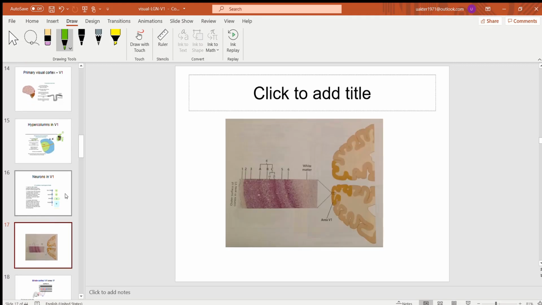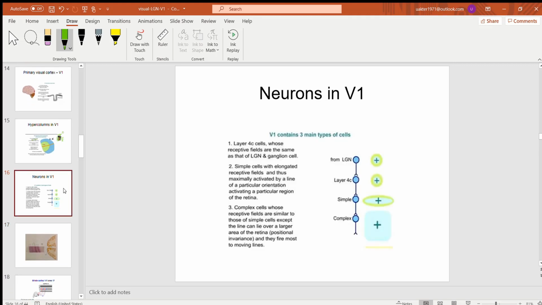Now, neurons of the V1, there are 3 different types of neurons. Okay, input cells, that is, layer 4C cells, whose receptive fields are the same as those of the lateral geniculate nucleus and ganglion cells. So this is layer 4C.